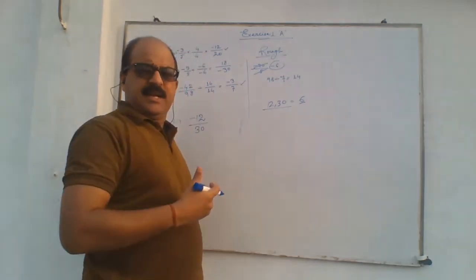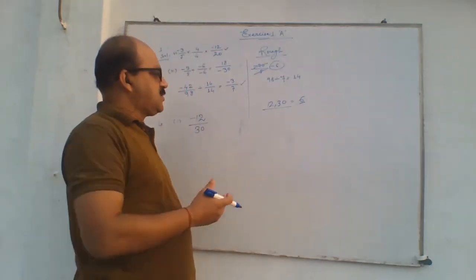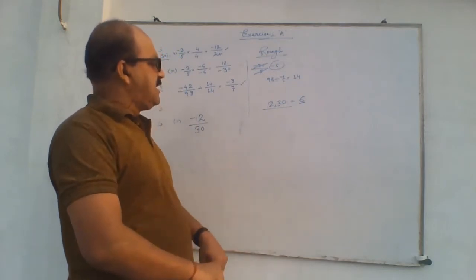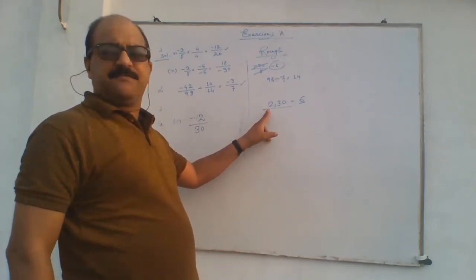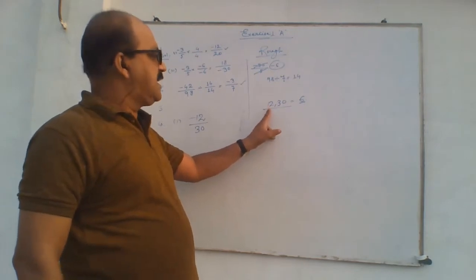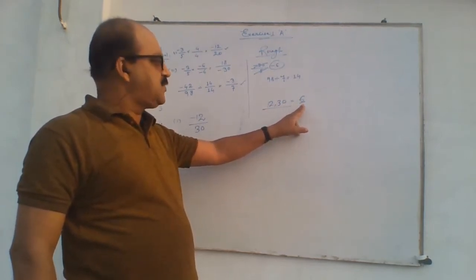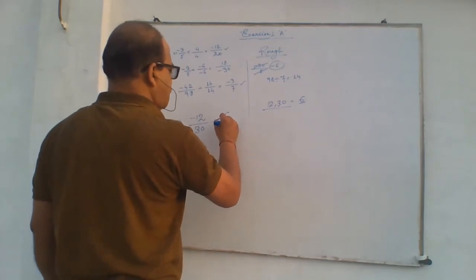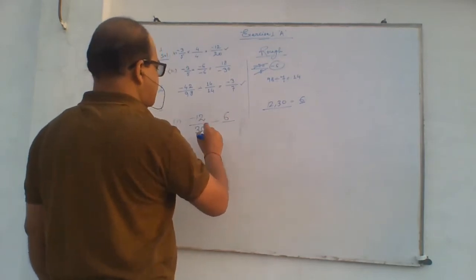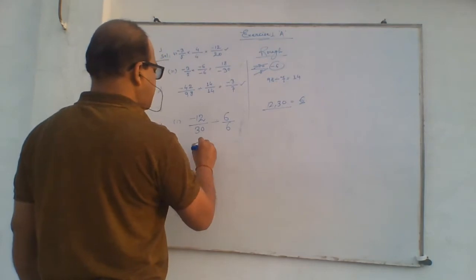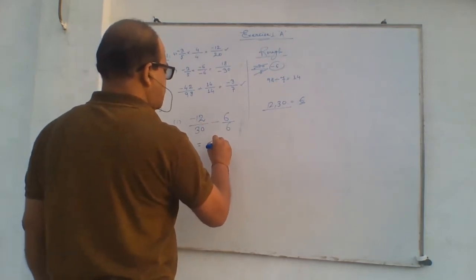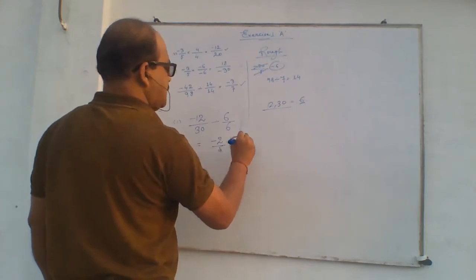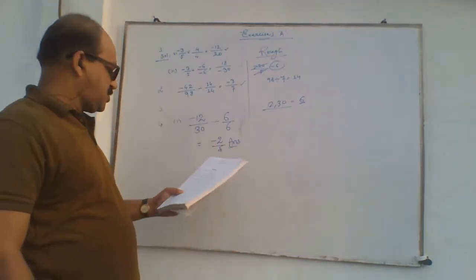How do we get the common divisor? In an earlier video I have given you the hints. Take the HCF of both numbers, then we will get the value 6. The common divisor of this rational number is 6. So we will obtain minus 2 by 5. This is the answer of this question.